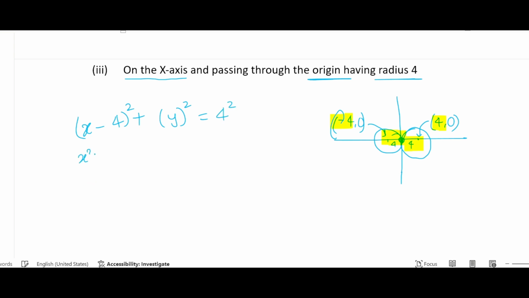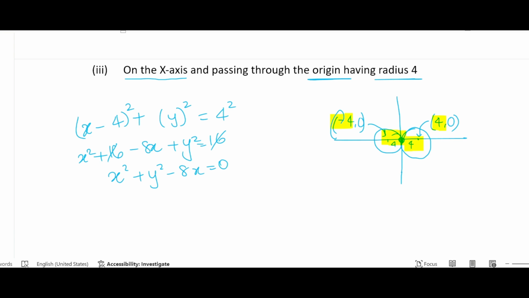So how will you write this? It's going to be x square plus 16 minus 8x plus y square is equal to 16. Cancel 16 off. So your final equation is x square plus y square minus 8x is equal to 0.